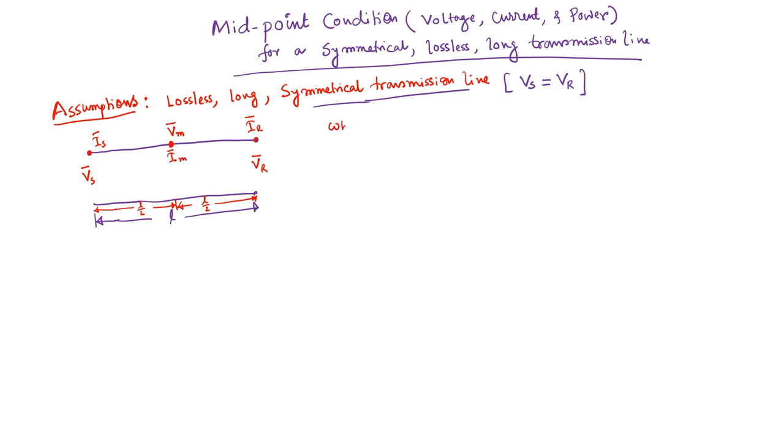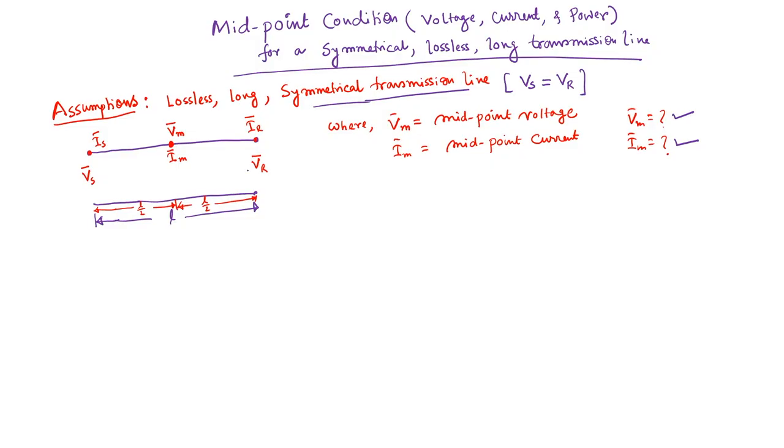Okay. Here V m refers to the midpoint voltage and I m stands for the midpoint current. Now, we need to derive the expressions for V m and I m as well. So, that is our goal in this lecture: to derive the expressions for V m and I m, where V m refers to the midpoint voltage and I m refers to the midpoint current, right.